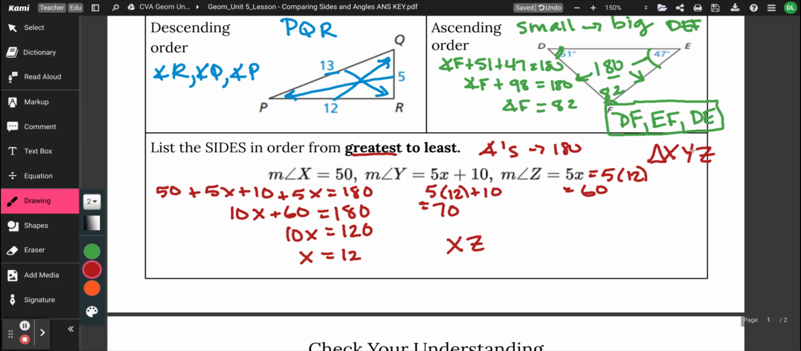Now you can draw out your triangle if you want to find the opposite sides, and you don't have to draw, it doesn't have to be to scale. Just put your letters in here and go ahead and put your angle measures in. So X is 50, Y is 70, and Z is 60. Now I can see that 70 is the biggest and it's across from XZ. So either way, you can do the shortcut rules or you can draw the picture. The next biggest angle is angle Z at 60 degrees, so it's across from XY. And then angle X is the smallest, so it's across from YZ.